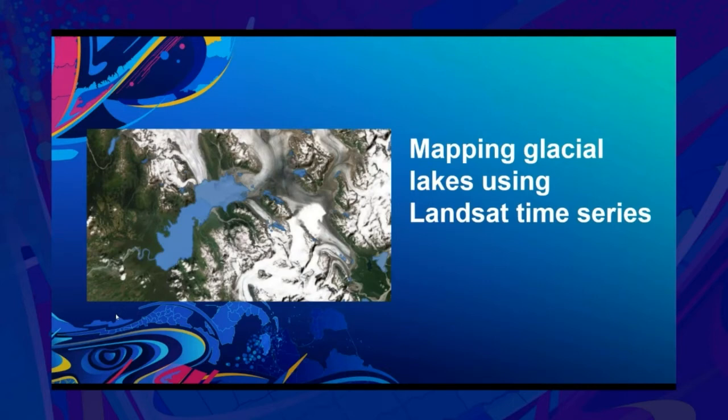The first demo I'm going to show is mapping glacial lakes in Alaska using the Landsat time series. Glaciers worldwide are rapidly retreating due to climate change. As they retreat, lakes will often form in their terminus, like in this region here. These lakes pose serious risks of flooding to people in the downstream region.